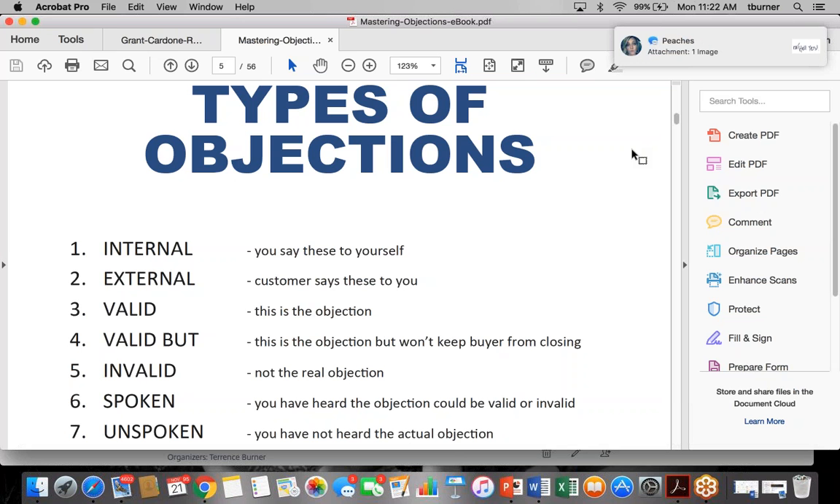Okay. Number 6, the spoken objection. You've heard the objection. It could be valid or invalid. So these are things that they've actually said, but they could be the real objection. They could be complaints, not necessarily things that could keep the close, the process, the transaction from moving forward.